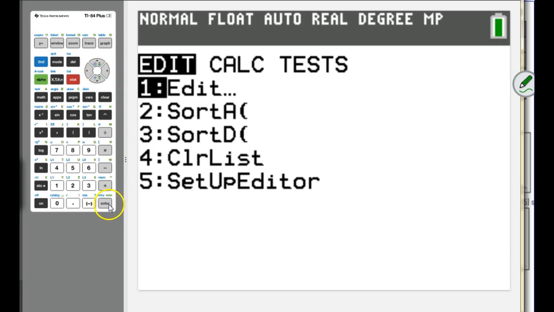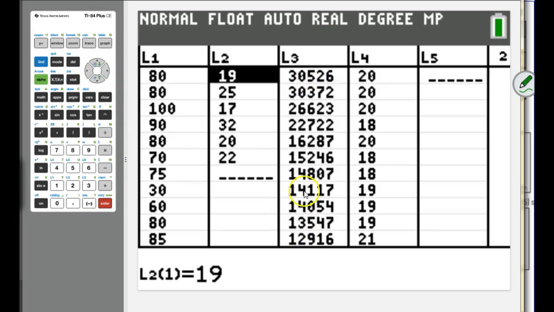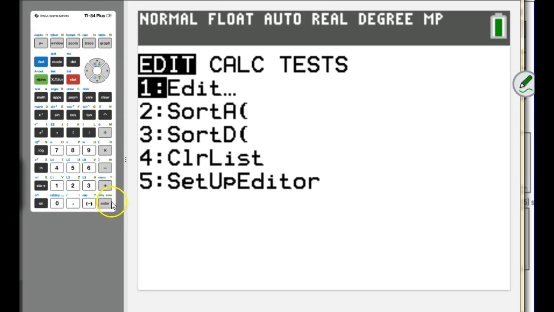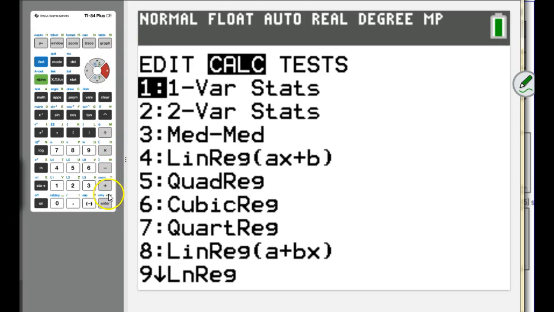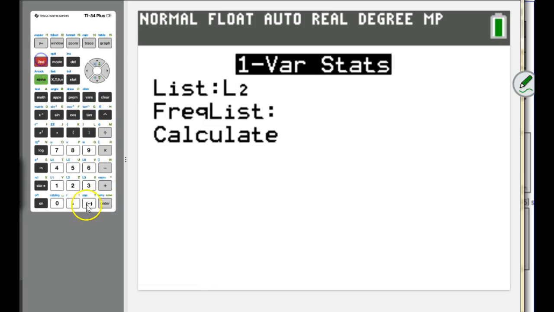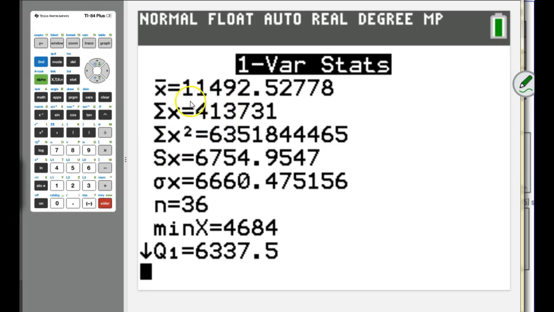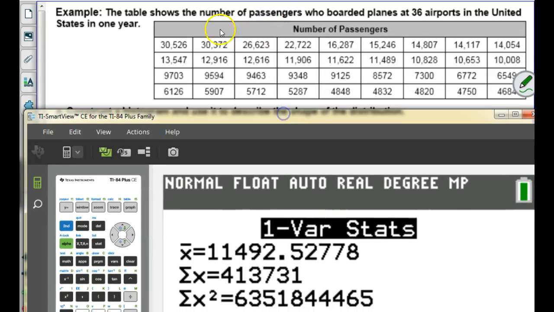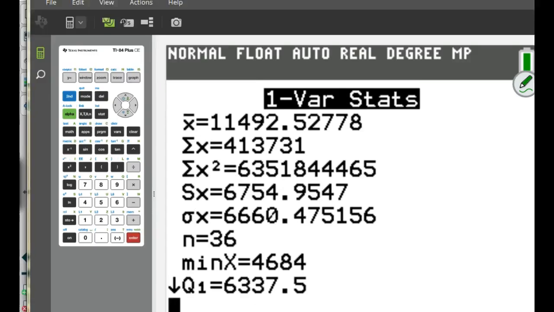But if I go into the list, I have them all in list 3. Okay? So if I were to hit stat and calculate and one variable stats and tell it to use list 3, I get this. So the average is 11,492. Let me look at the list one more time. Okay, it went from 30,000 down to 4,000. They are in order at least, okay? So the average is somewhere in here.